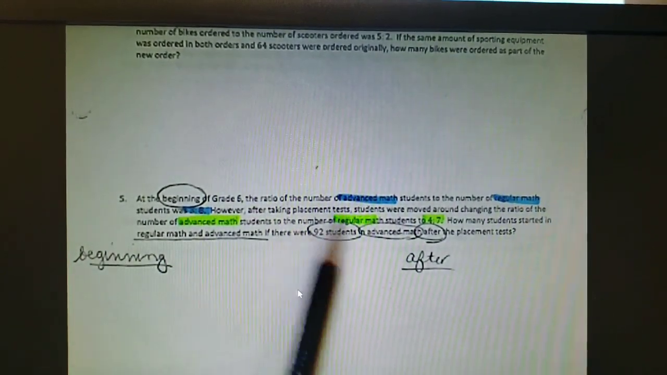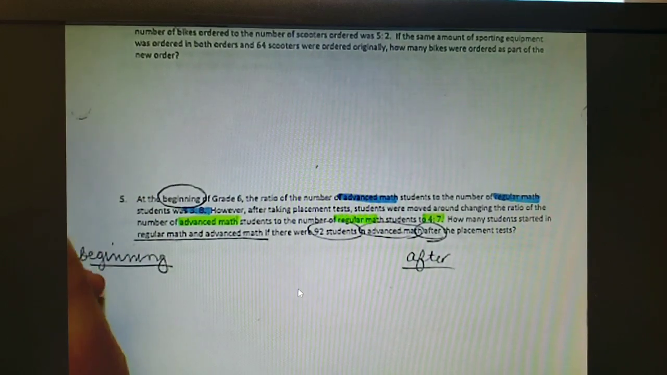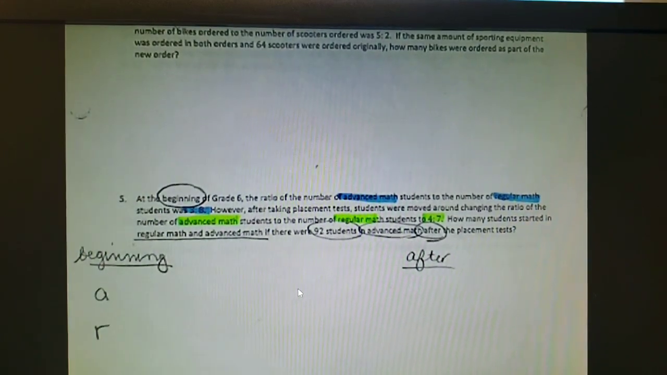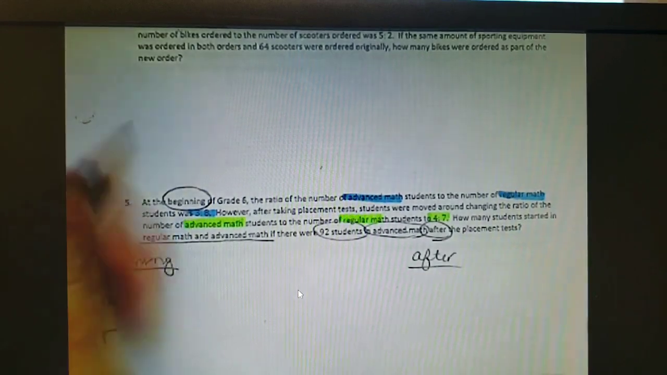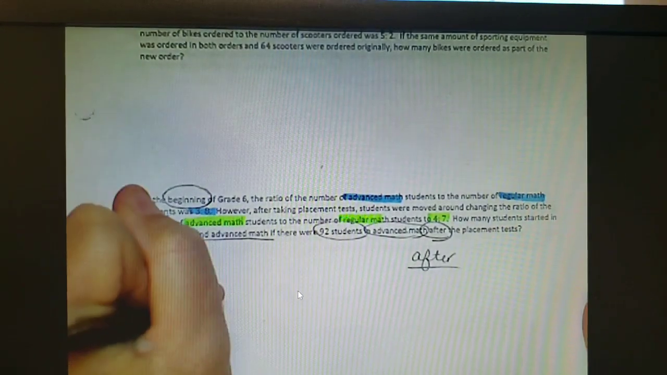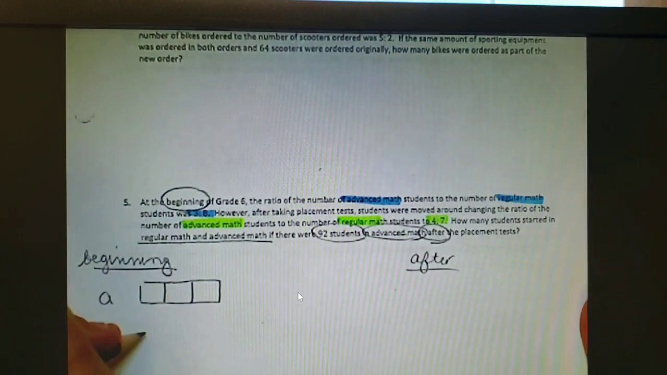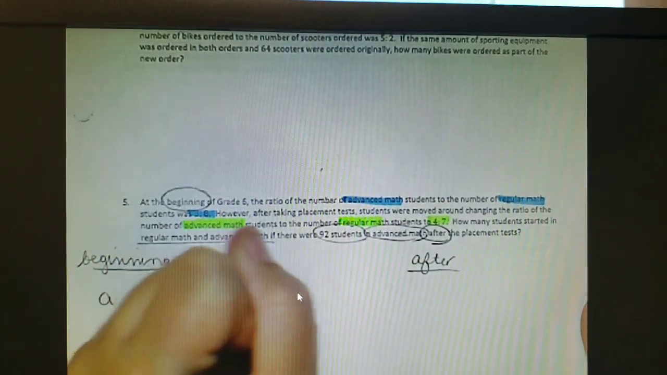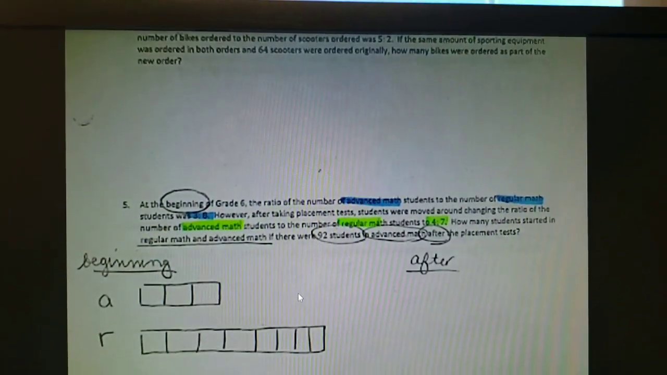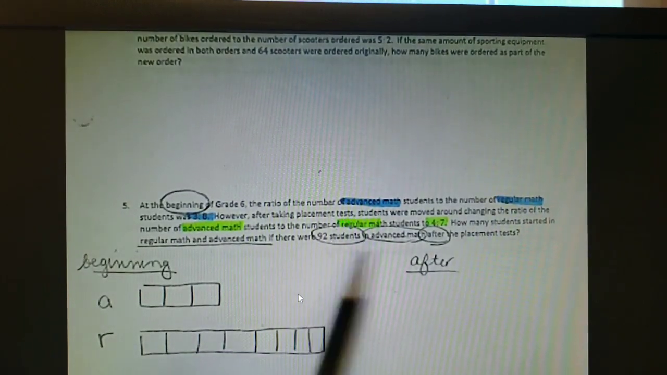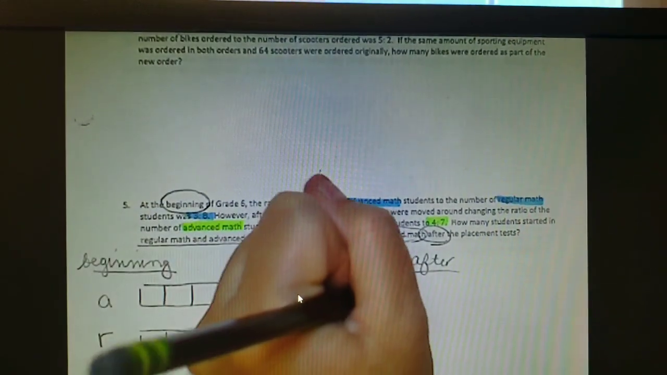So in the beginning, we had advanced math to regular. We're just going to do A for advanced and R for regular. And the ratio was 3 to 8. Smush that last one in there. And then for the after, which was our green, we had advanced math to regular, and it was a 4 to 7.